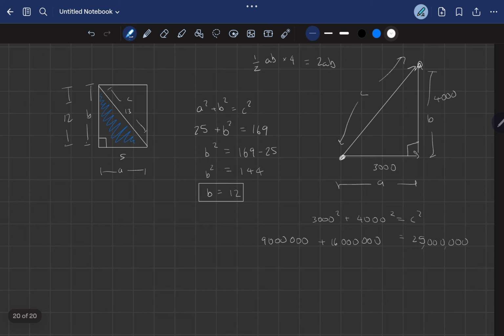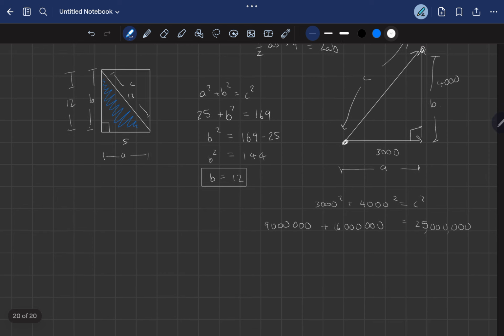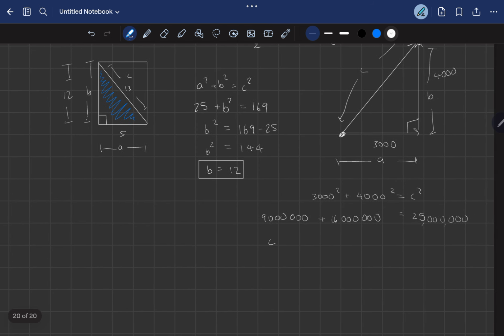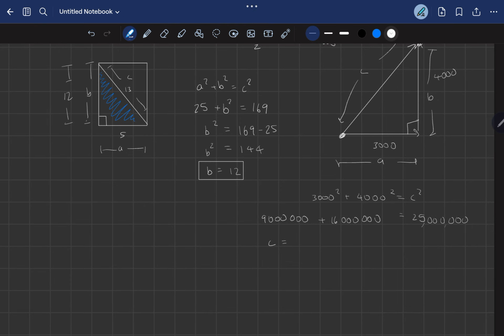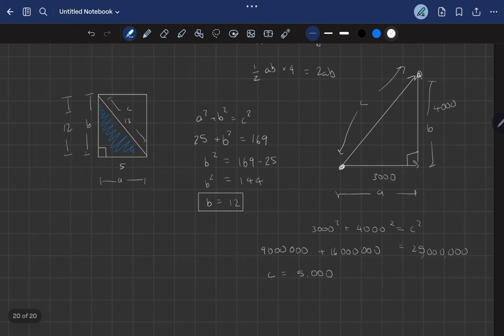Now, this is equal to c squared. So let's square root both sides. So c is just equal to 25 million square rooted. And that is the same as 5,000. So this distance is 5,000. Okay?